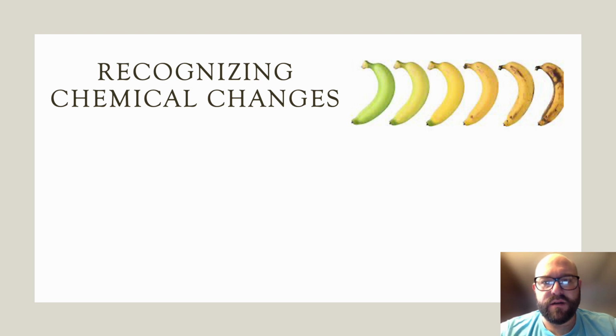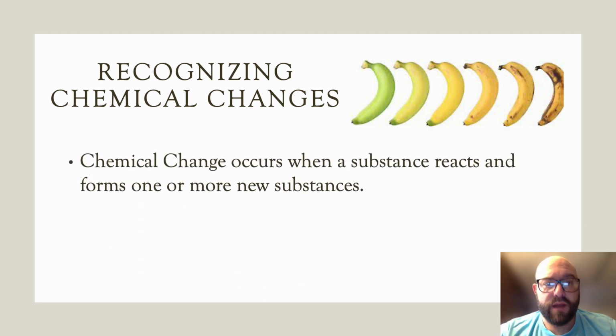When a banana turns color, it is going through chemical changes in the cells of the banana. A chemical change occurs when a substance reacts and forms one or more new substances. Chemical changes occur when a cake bakes in an oven, leaves on a tree change color, and food is digested in your stomach.